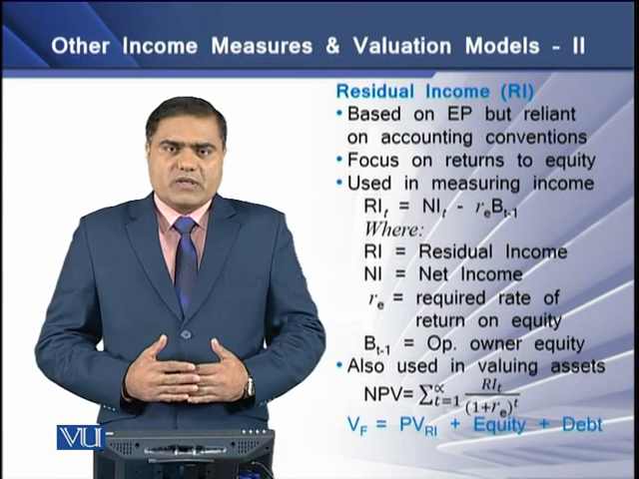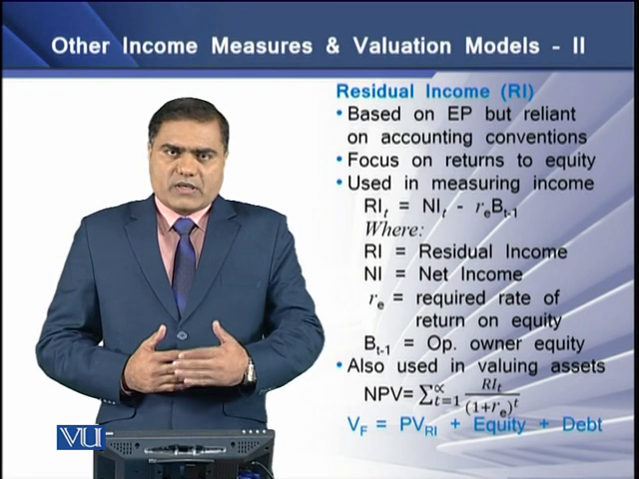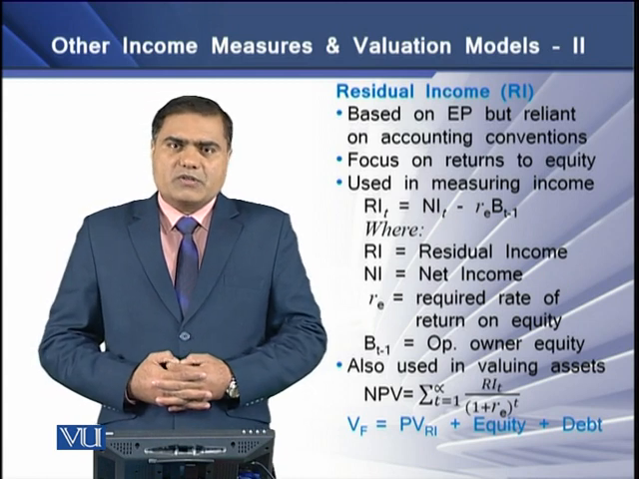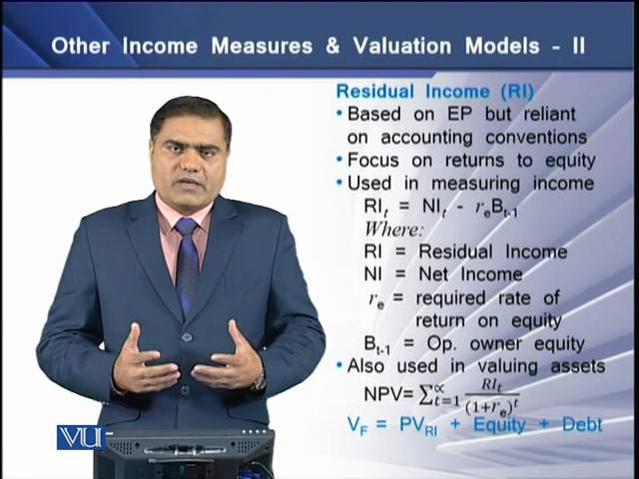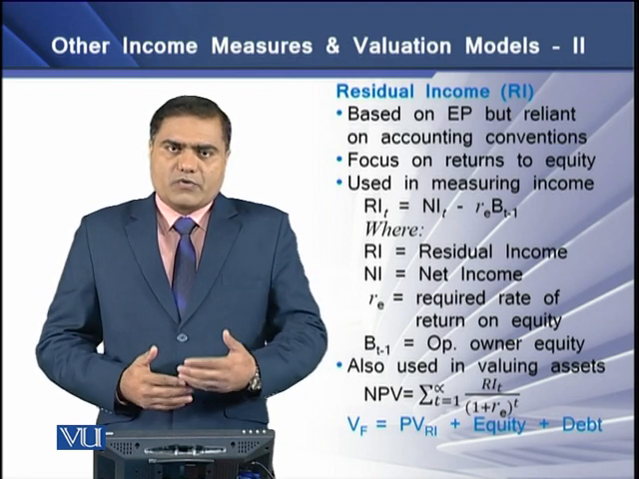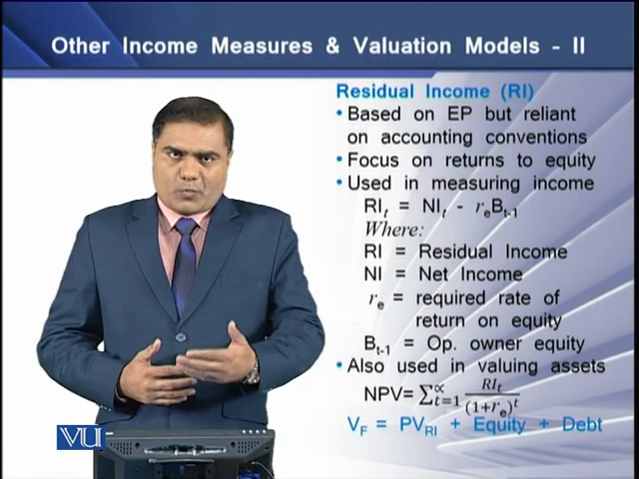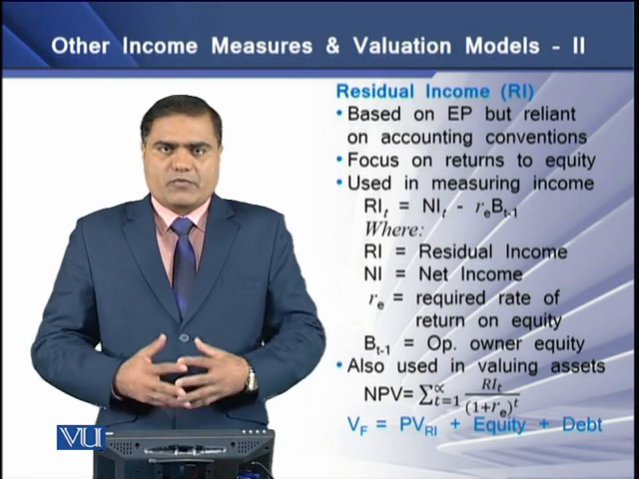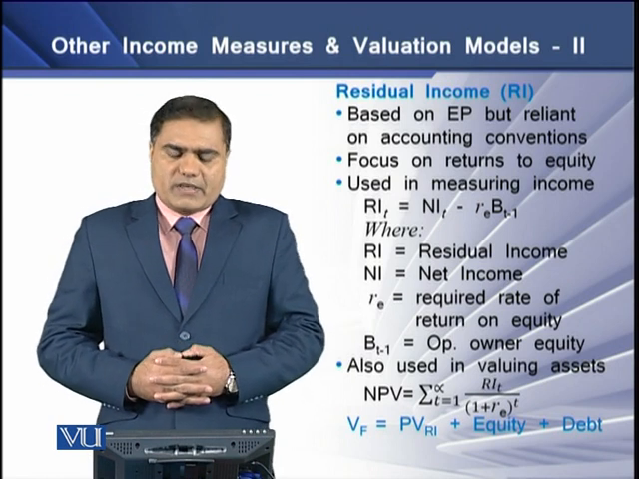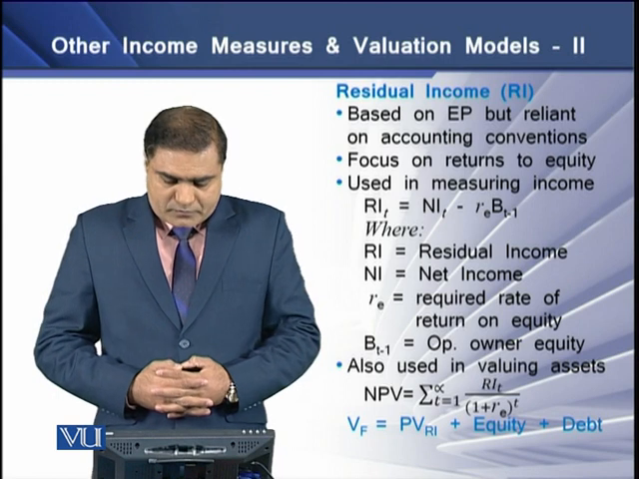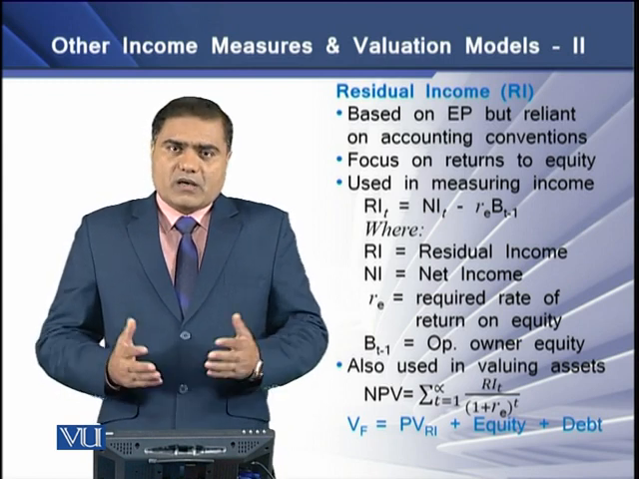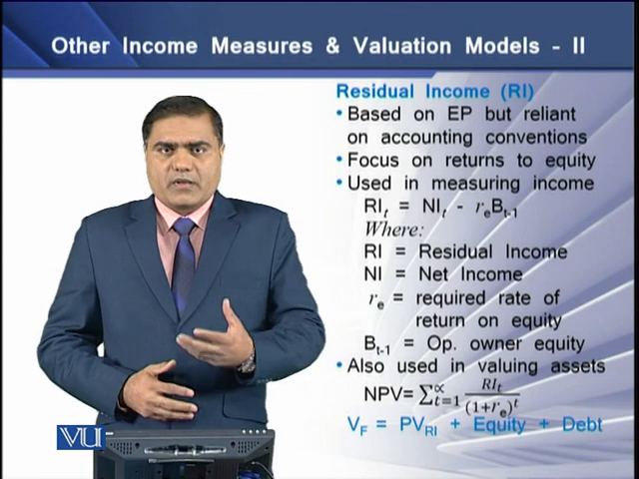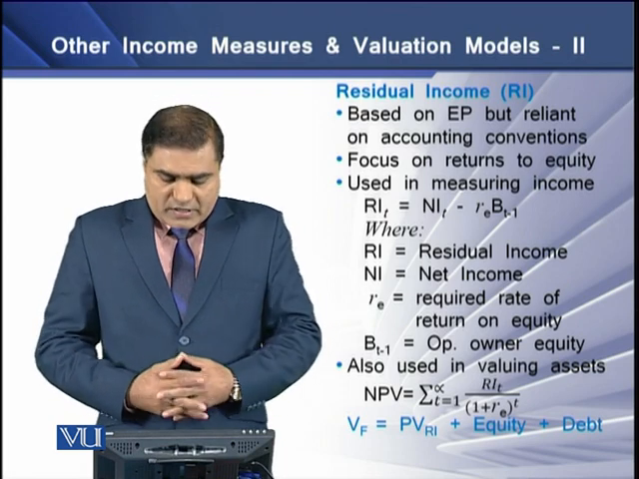There is a difference between residual income and economic profit. For residual income, we need an accounting model of income, that is the net income. For determining economic profit, we need an adjusted variant of accounting income, and that is the figure of NOPAT. So in economic profit, we use NOPAT, net operating profit after tax. But for residual income, we use the figure of net income. Here, RE is the cost of equity, and BT minus 1 is the opening balance of the shareholders' capital or shareholders' equity.